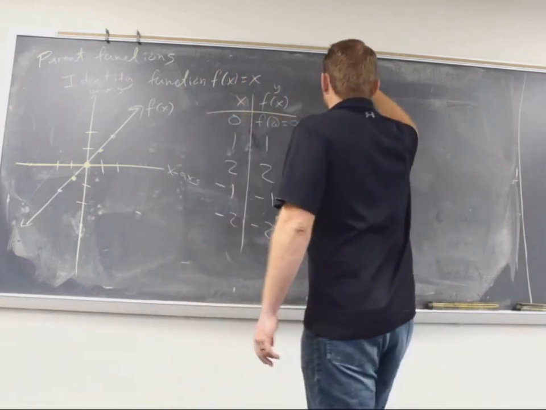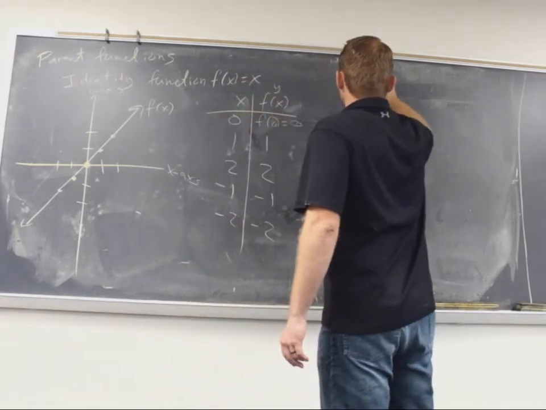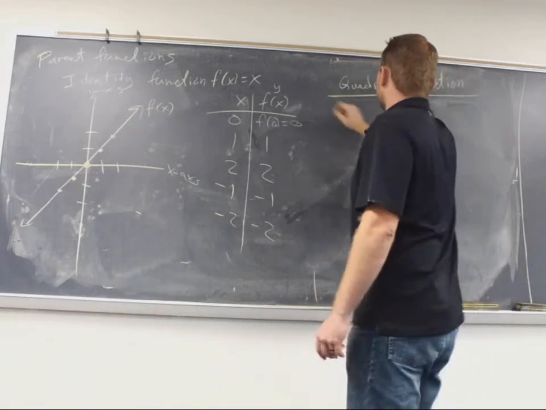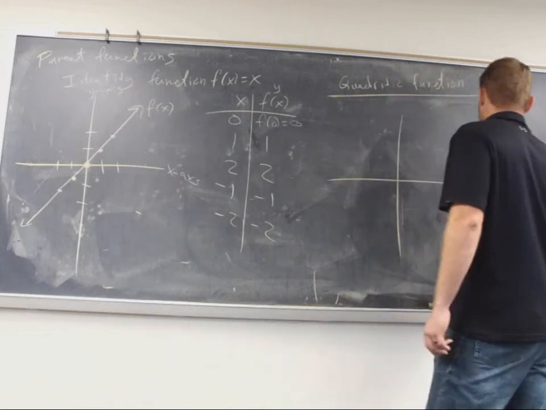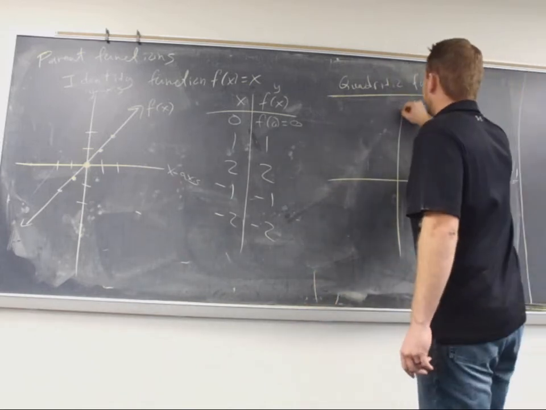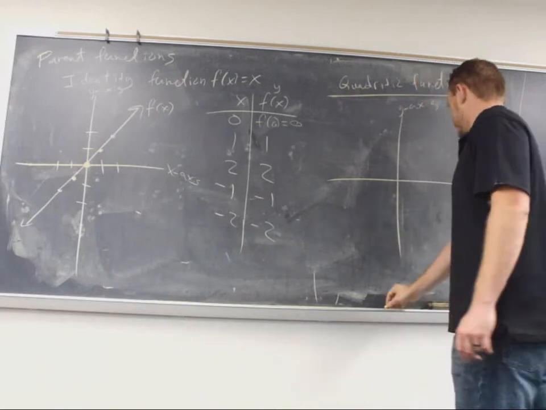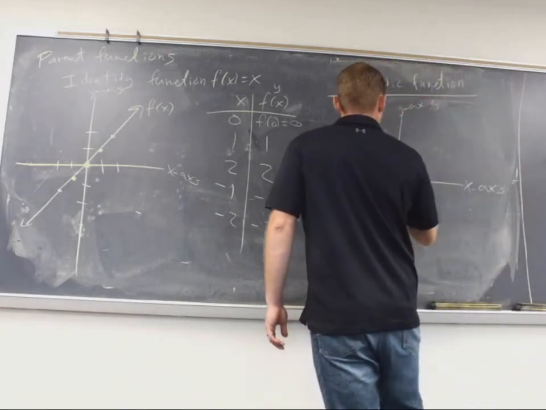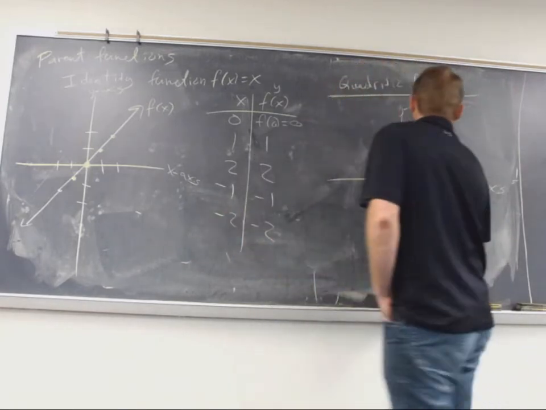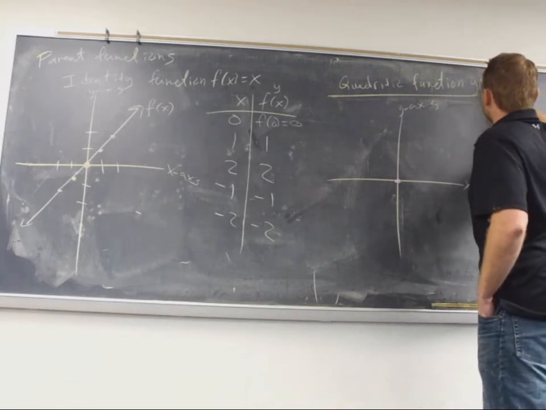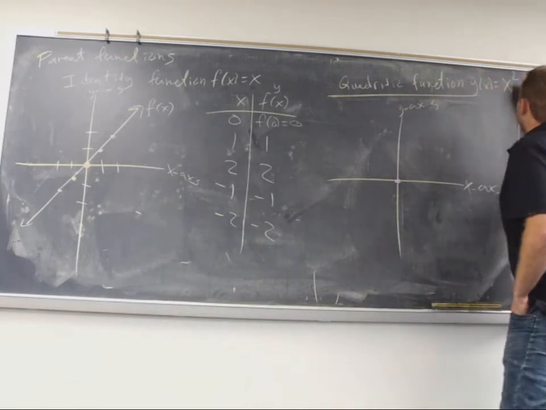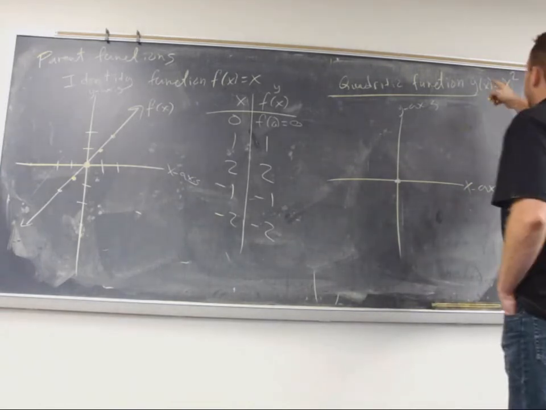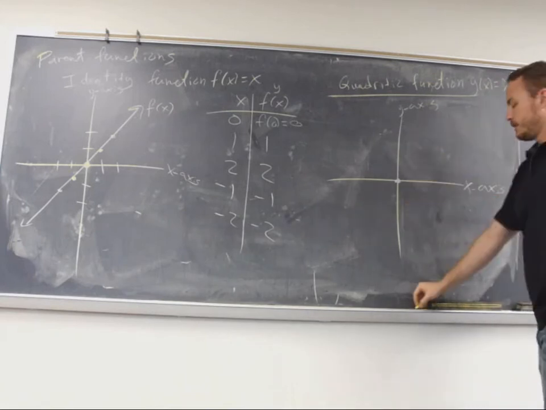Next, we're going to have the quadratic function. Here's your x-axis and your y-axis, and it goes through the origin of 0, 0. It's g of x equals x squared. So when I plug in 0, 0 squared is 0. That's how I get this point.